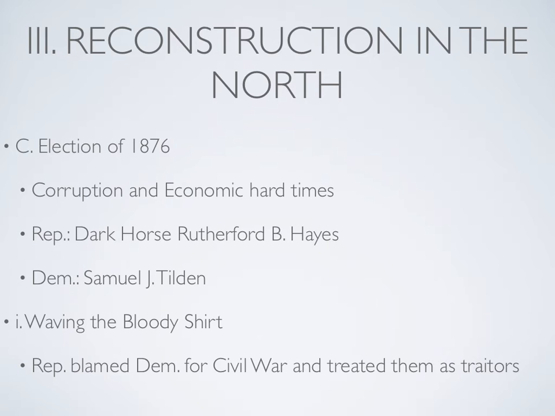And then the Democrats nominate Samuel J. Tilden. The Republicans will use this technique called waving the bloody shirt during their campaign. They'll blame the Democrats for the Civil War because it's the Democrats that seceded from the Union. It's a Democrat that shot Abraham Lincoln, and they'll just keep saying things like that. Like, it's all their fault, all of these people died, you can't vote Democrat. And they treat the Democrats like traitors. Like, they're still the enemy. How could you vote for a Democrat?